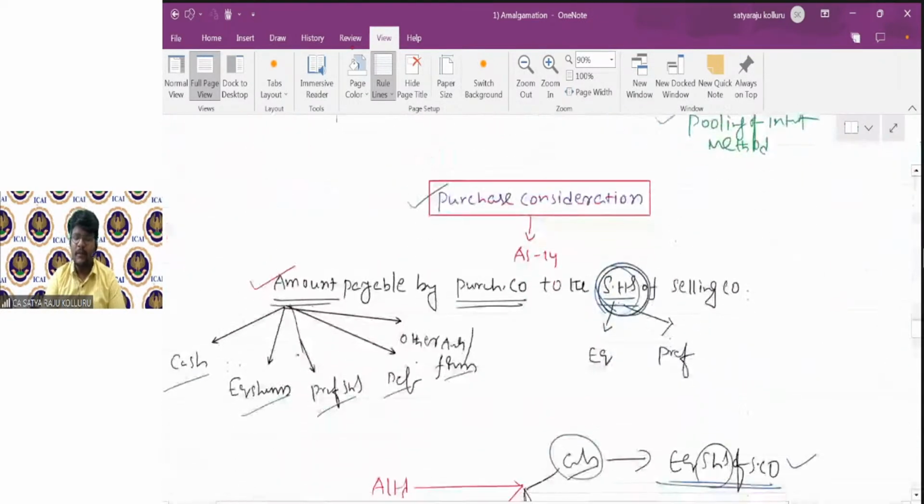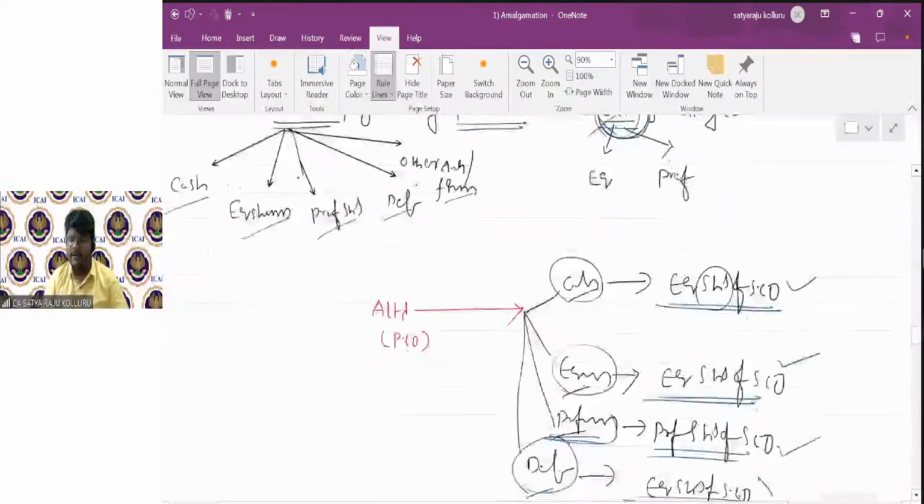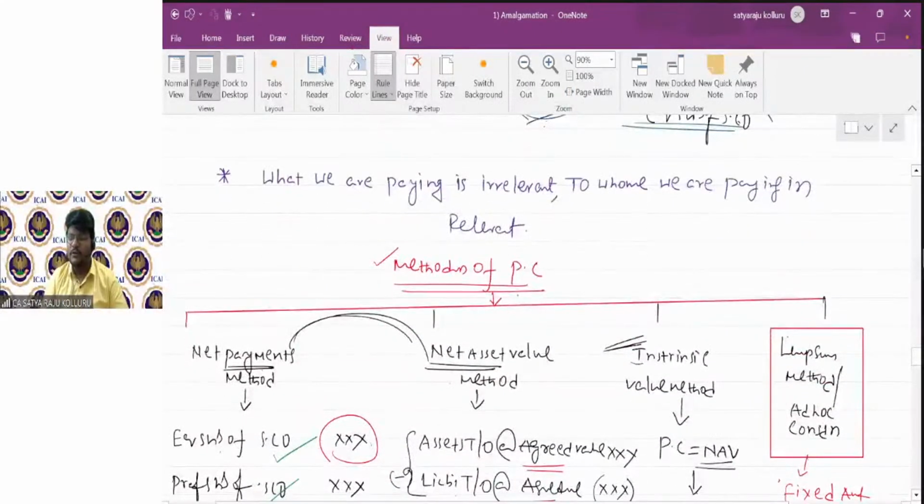As per AS 14, PC is nothing but the amount payable by the purchasing company to the shareholders of the selling company alone. Shareholders of the selling company means it can be payable to equity shareholders or preference shareholders. One more important thing I mentioned: what we are paying is completely irrelevant; to whom we are issuing is relevant. You may pay cash or equity shares or preference shares or debentures or any other asset. But if it is payable to shareholders, then it forms part of purchase consideration. Various examples I also gave for better understanding of this provision.